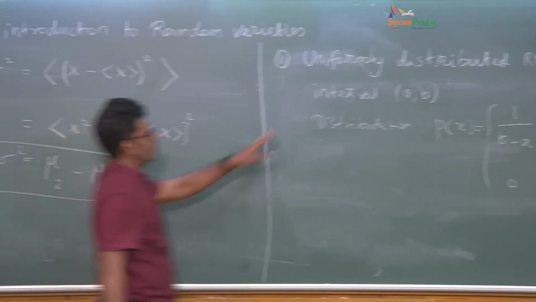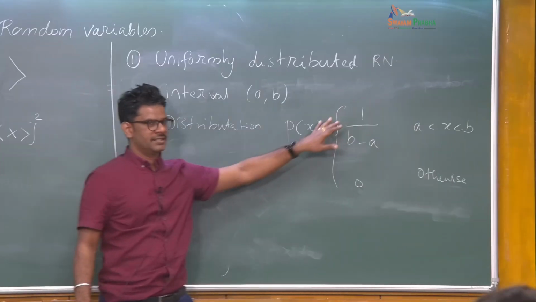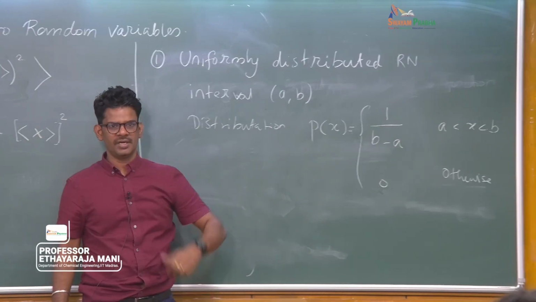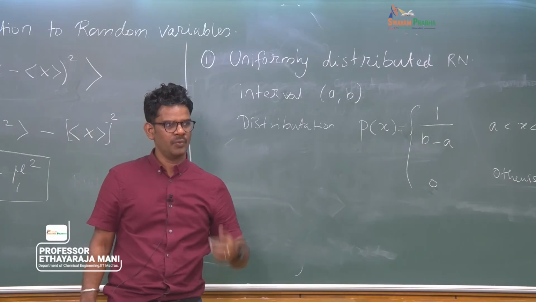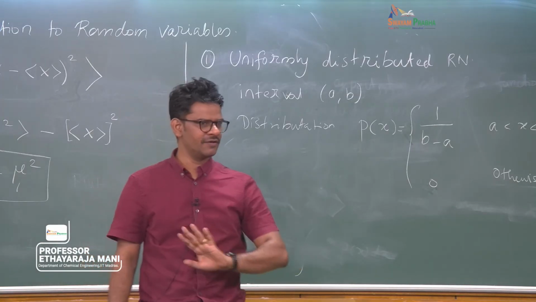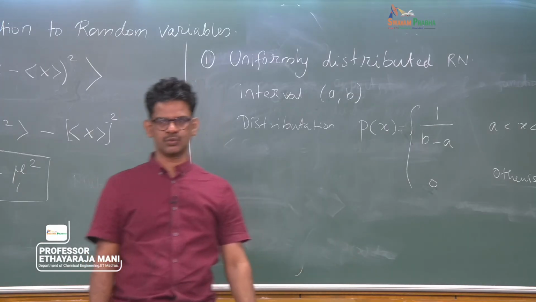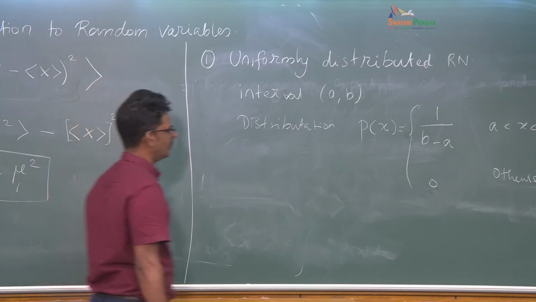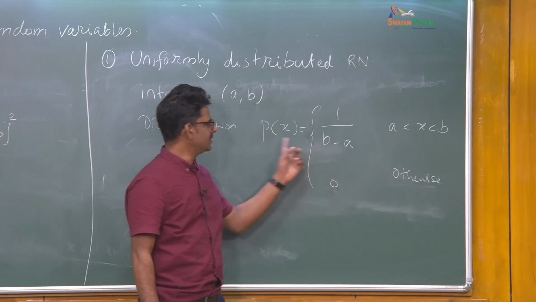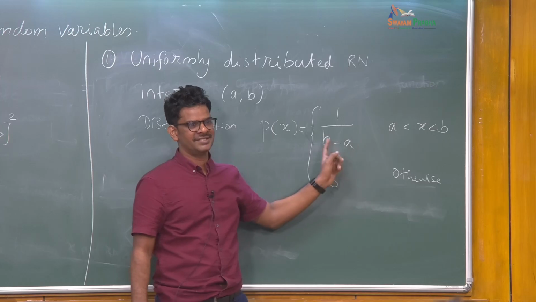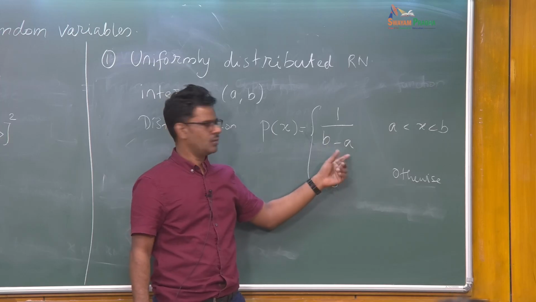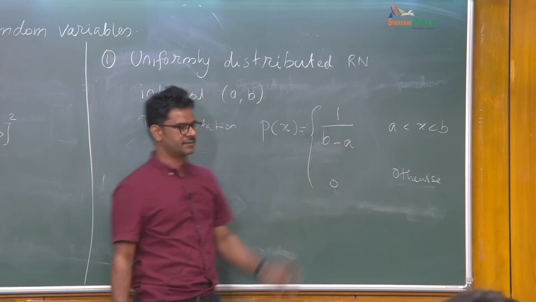So when we say uniformly distributed, what we mean is that any value between a and b is equally likely. One value is not more likely than the other, all are equally likely. So that's what we mean by a uniformly distributed random number. You can see this probability distribution function is a constant, it doesn't depend on x. Once you specify the range, then it is fixed.